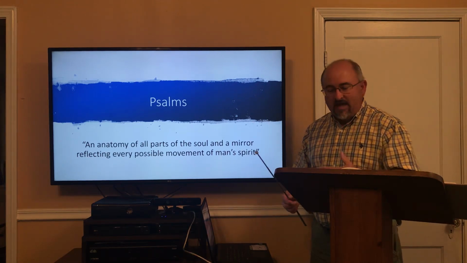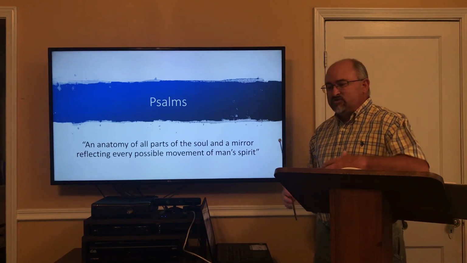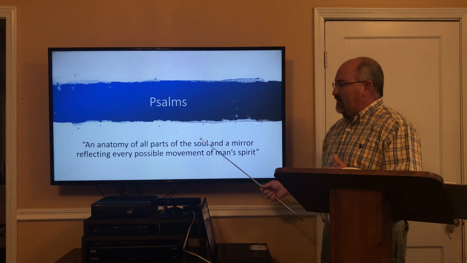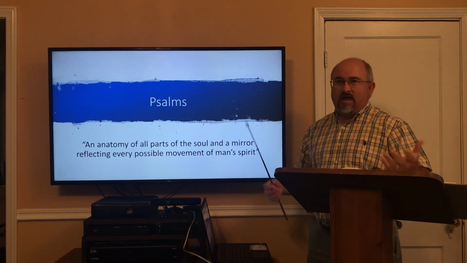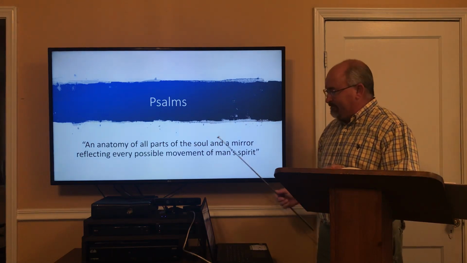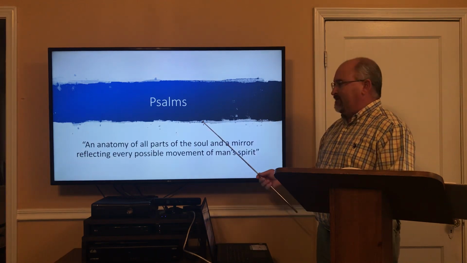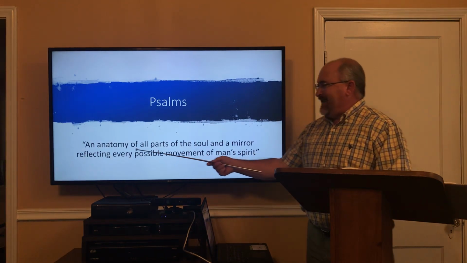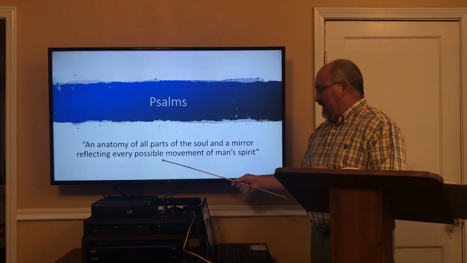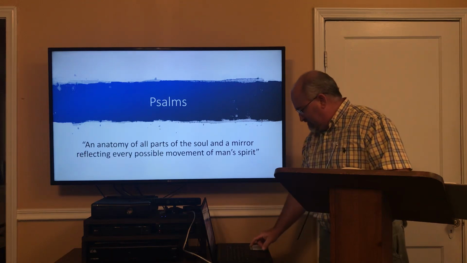at God. And David was great at writing Psalms, and Solomon also. And they just poured their heart out to God. They saw God as their refuge. They saw God as creator of heaven and earth. Their soul, their very being, reached out to God. And we see that poured out in the Psalms. So you have an anatomy of all parts of the soul, a mirror, looking within at the movement of man's spirit. You'll find that in the book of Psalms.